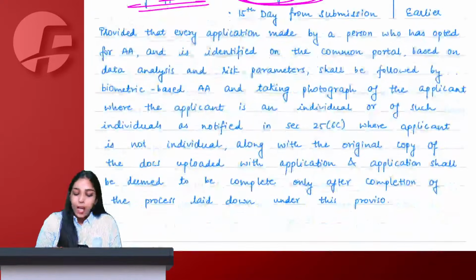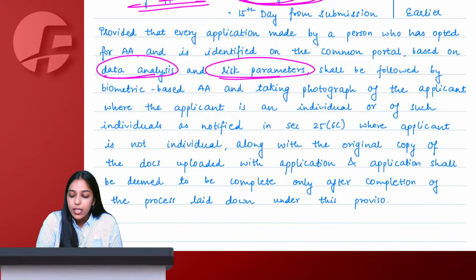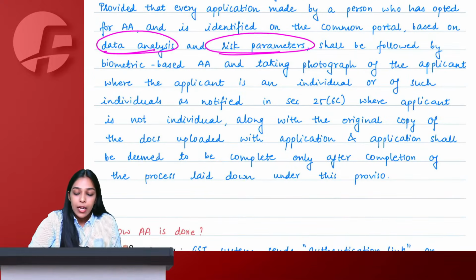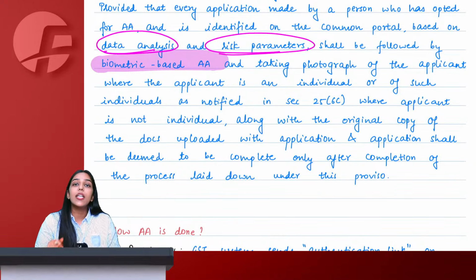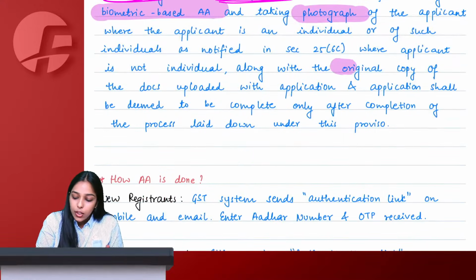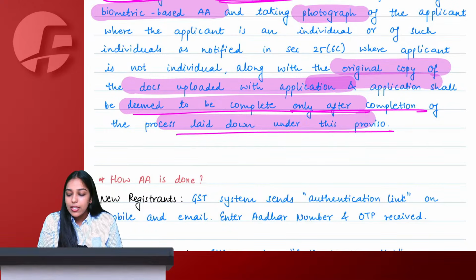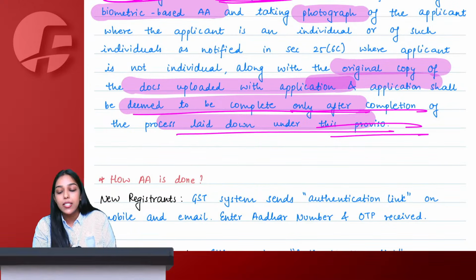So what we are saying is that if that person is identified by the portal based on data analysis or risk parameter as a risky person, then his biometric based Aadhaar authentication will be done. The officer will take a photograph, the officer will physically call that person to the GST department office along with all the original copies of the documents, etc. And only then we will assume as if okay, the authentication is completed and the procedure is done.